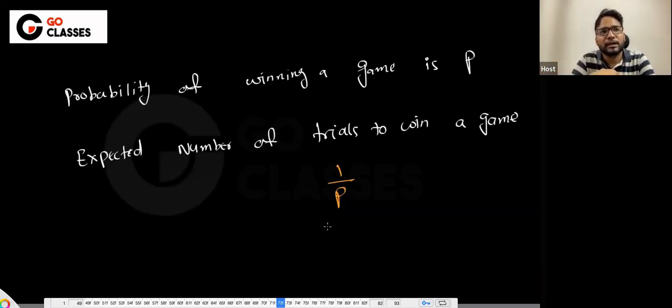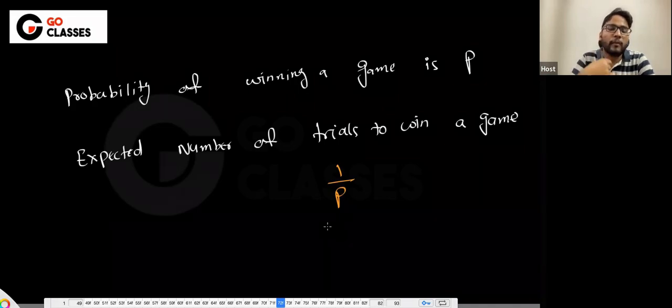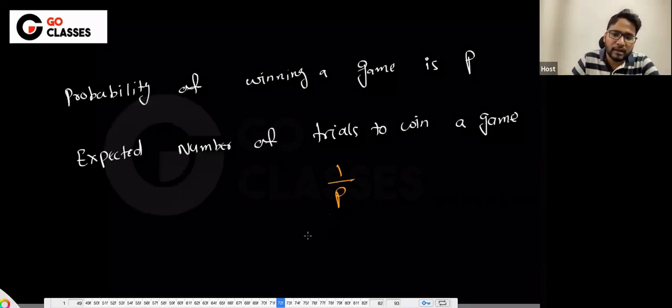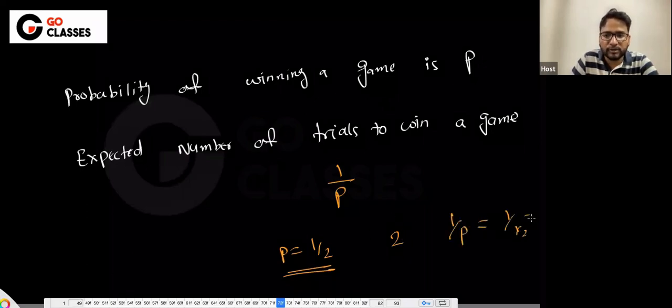They will say that the probability of a head is 1/2. How many trials do you need to get a head? You need 2 trials. Why? Because it is 1/p. In general the answer is 1/p, which is 1/(1/2), which is 2.